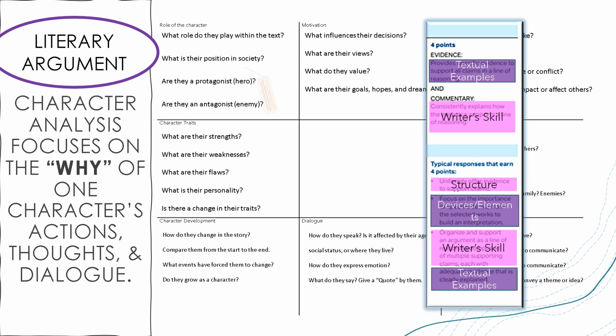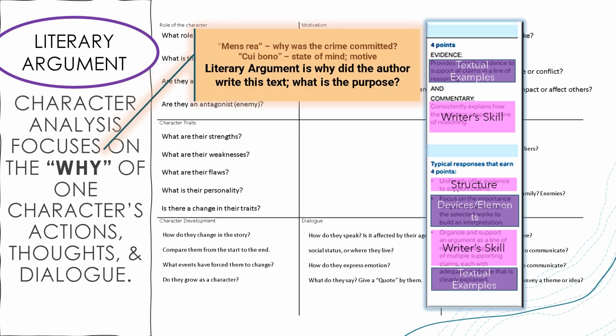I think another way of understanding the requirements of the literary argument essay is by comparing it to a crime. In criminal law, mens rea is questioning why the crime was committed, versus cui bono is motive. So your essay is to answer why did the characters say, think, or act as they did according to the text, and here, text theme. And then, what was the character's state of mind or reason or purpose? That would be according to the motive.